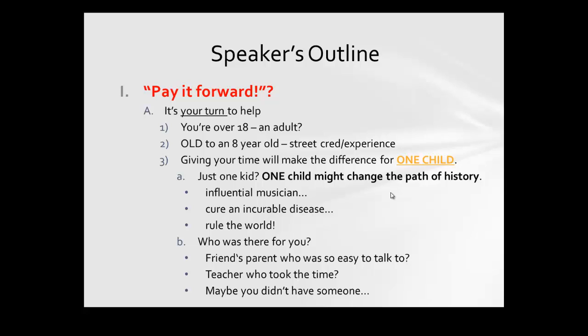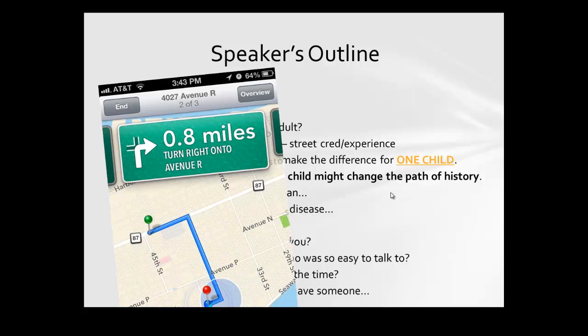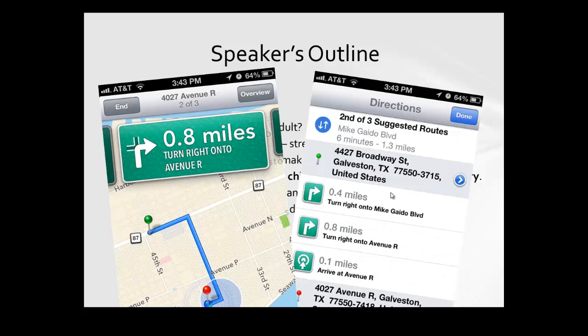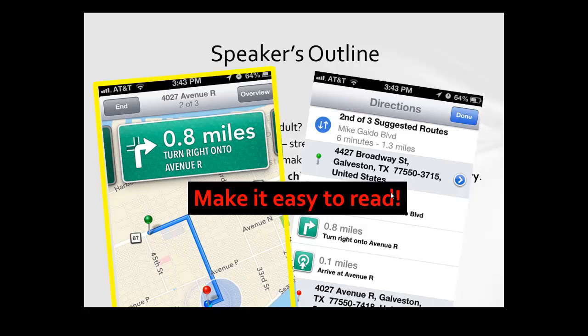Also, think of your outline like a roadmap. When I'm driving my car, I need to be looking at the road more than at the navigation on my phone. So if I can glance down and see that big arrow with just turn right on Avenue R, that's a lot easier for my eyes to look down at my phone and look back up at the road than the other set of directions is. So your goal is to make your outline look more visually appealing, whatever works for you, so that it's easy to read and that you can follow it well enough.